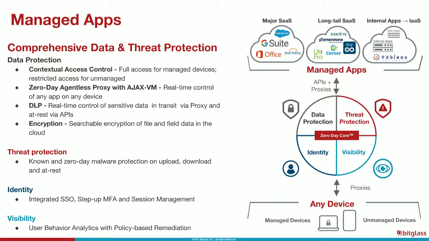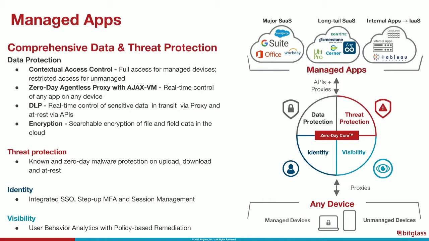So this full set of data and threat protection capabilities is applied today with CASBs not only in those major SaaS applications like Office 365 and Salesforce, but across that long tail of applications that I talked about before, those tens of thousands of other applications the organization may have in place, but that don't have any security capabilities built around them. And then as well, internal applications moving out to infrastructure as a service platforms like AWS, Azure, and GCP. All of these use cases require the comprehensive data and threat protection capabilities that I talked about on this slide. And so these are managed applications.